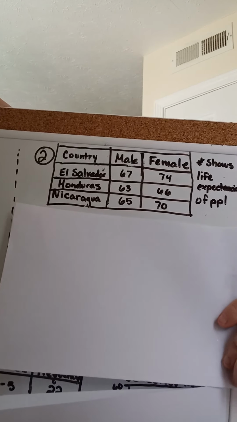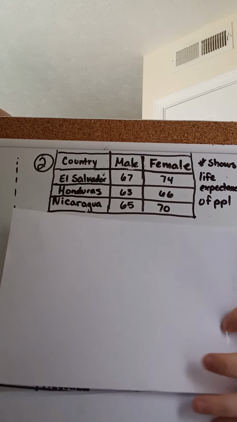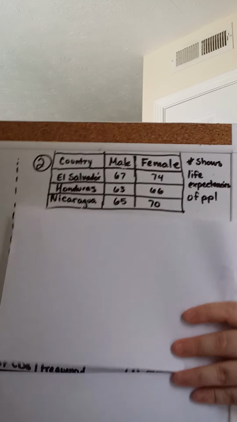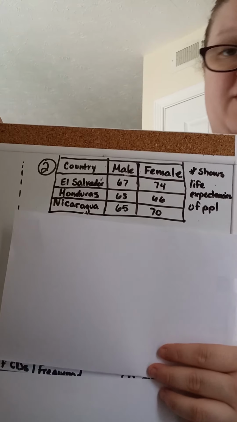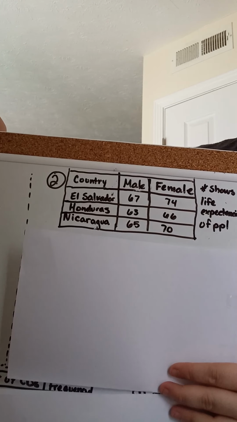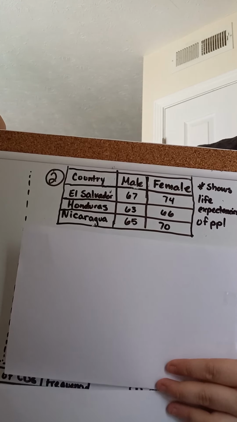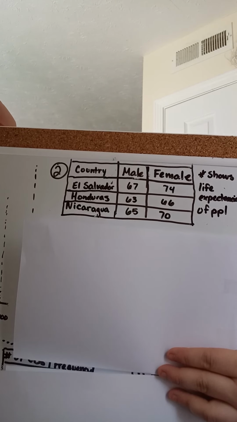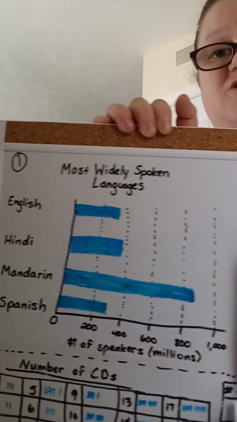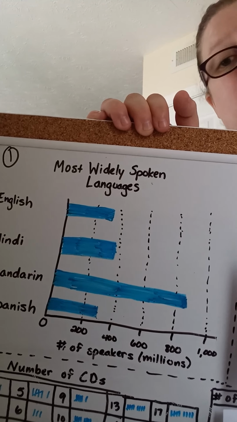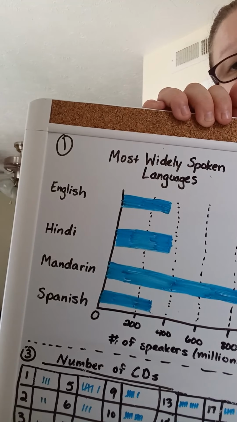And it's split up the life expectancy for males in those countries and the life expectancy for females in those countries, okay? So what they want you to do is create a double bar graph using this information. A double bar graph just shows how the information relates to each other. It's going to be just like a regular bar graph, but instead of one for each thing, now you're going to have two. That's what double means, okay? So I want you to make a double bar graph, all right?